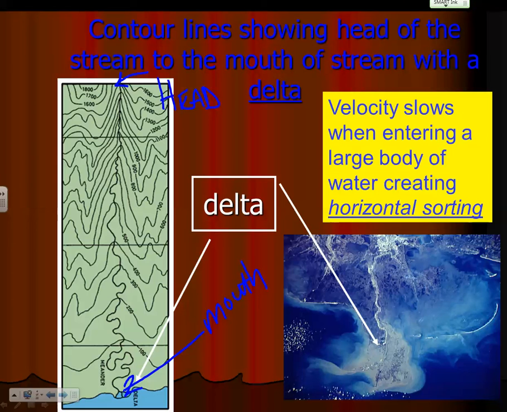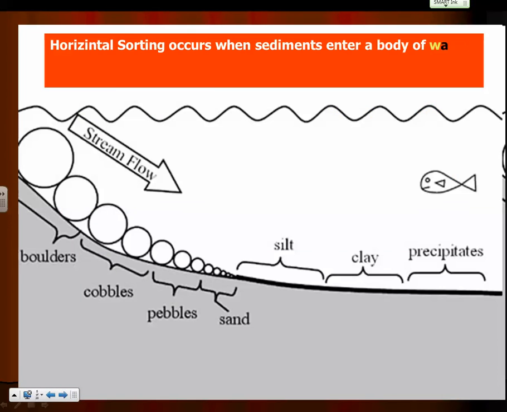And often at the mouth, you'll find sediments depositing in a fan shape, and we call that a delta, after the Greek letter delta. And here you can see the Mississippi River Delta, where it's depositing all this sediment out into the Gulf of Mexico. Now this velocity slows when entering a large body of water, and this creates something we're going to learn on the next slide called horizontal sorting. So we get vertical sorting and horizontal sorting.